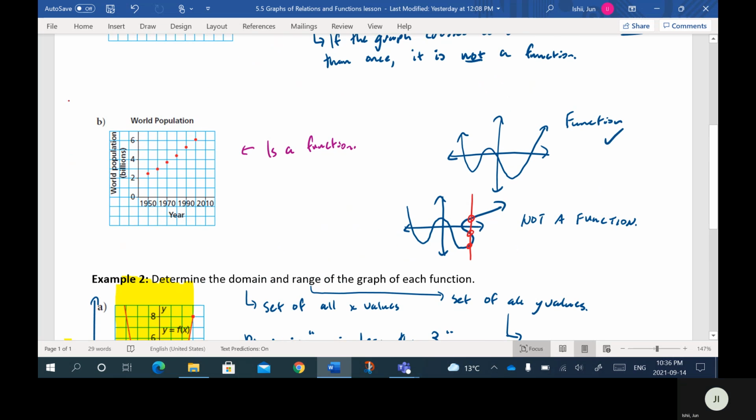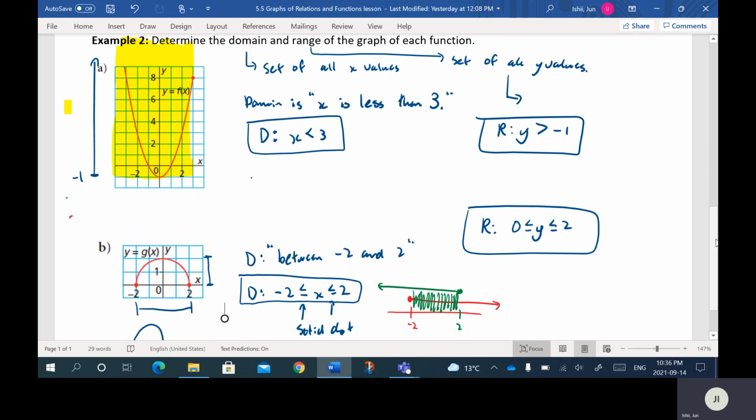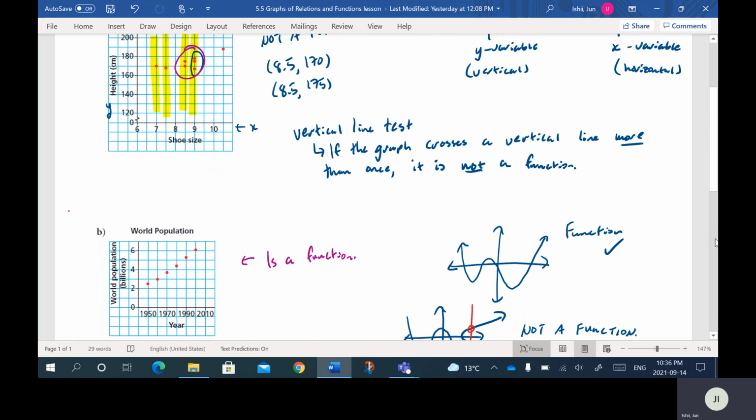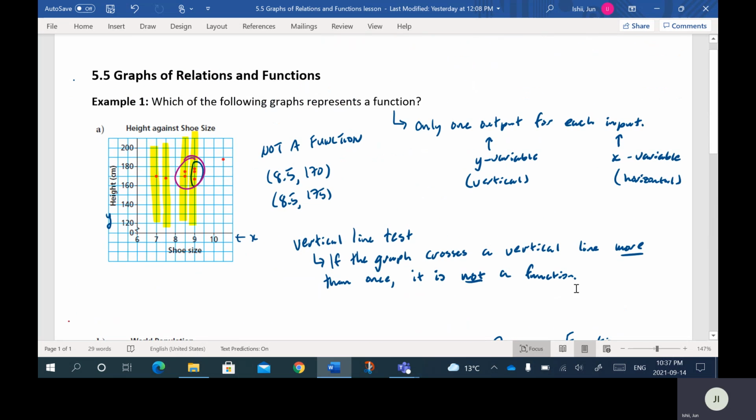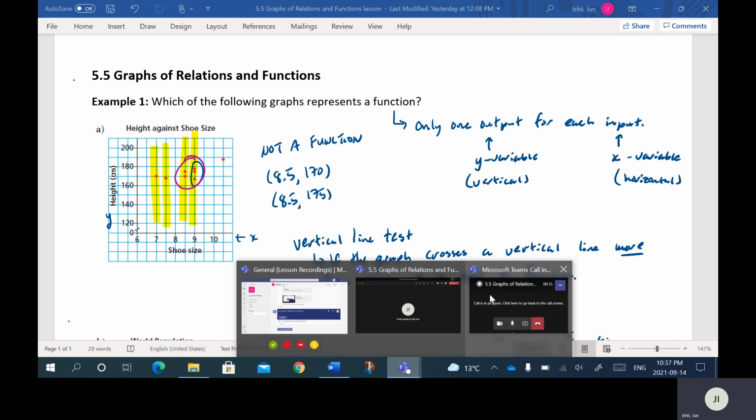Cool. So that's domain and range. That's how to determine whether a graph is a function.